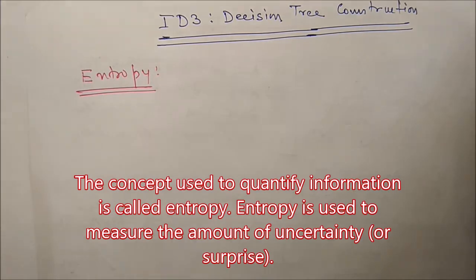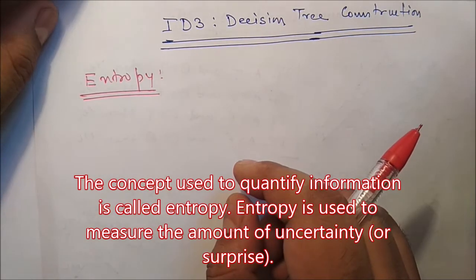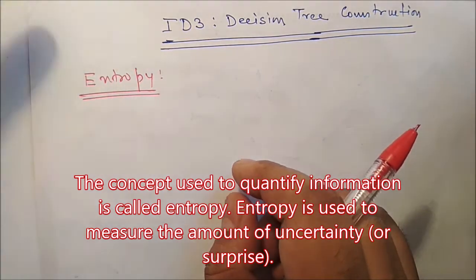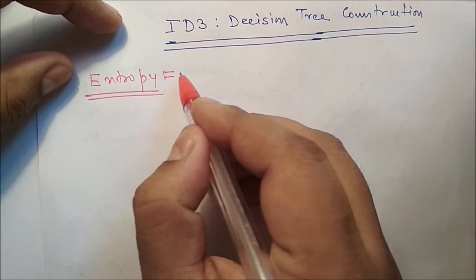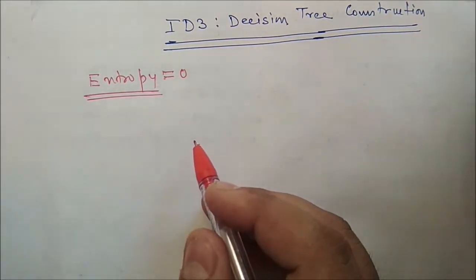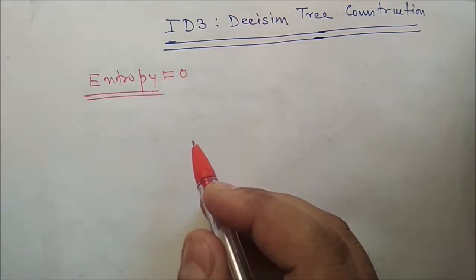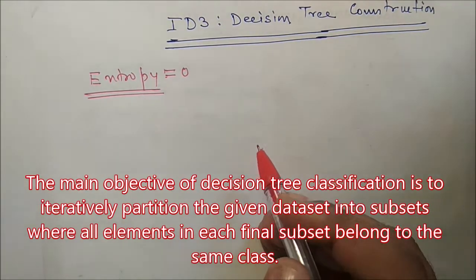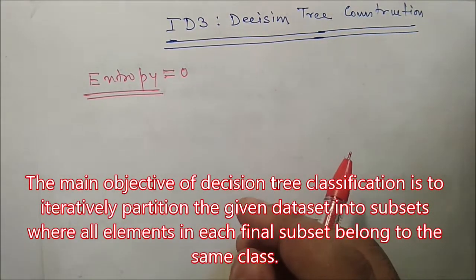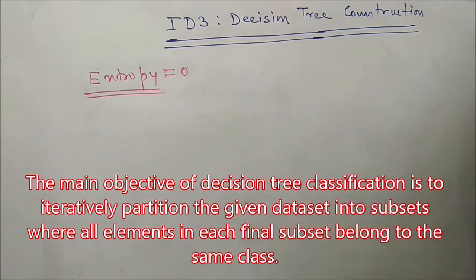The concept used to quantify information is called entropy, and entropy is used to measure the amount of uncertainty or surprise. If entropy is equal to 0, that means all data in a set belong to a single class, that is, there is no uncertainty. The main objective of decision tree classification is to iteratively partition the given dataset into subsets where all elements in each final subset belong to the same class.